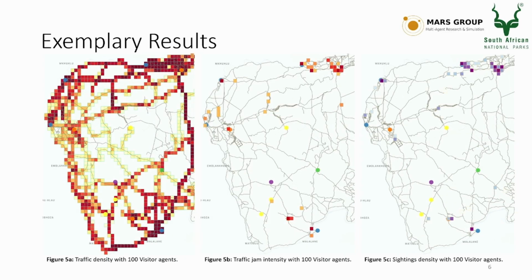But of course, we want to run the model with more agents. These are heat maps that were generated with 100 visitors. First, over here, we see a traffic density heat map, and in general, the darker the square, the more traffic occurred on that underlying road section under the square. In the middle, we see a map that shows the location and intensity of traffic jams. Again, for example, up here or here were traffic jams that took quite a while.